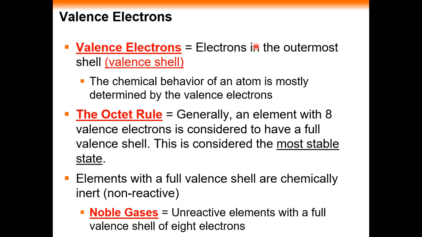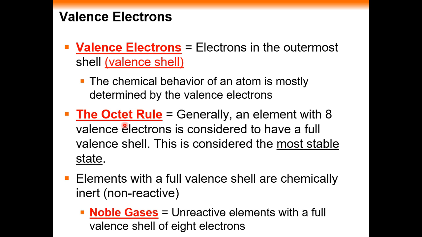So valence electrons are the electrons in the outermost shell, the valence shell. These are the most important electrons because they determine how an atom interacts with others and how it behaves chemically. We said last class there's an octet rule. Oct means 8. There's an octagon. An octagon has 8 sides.